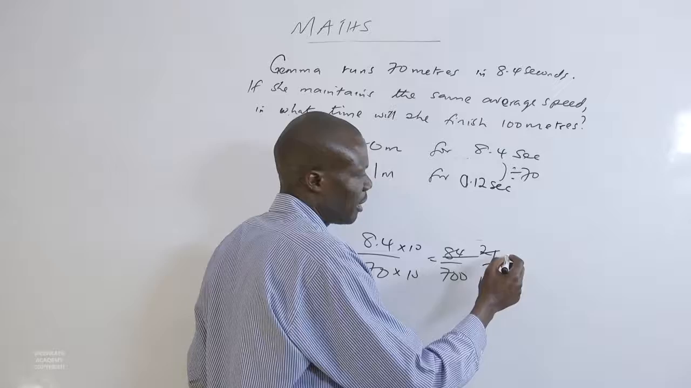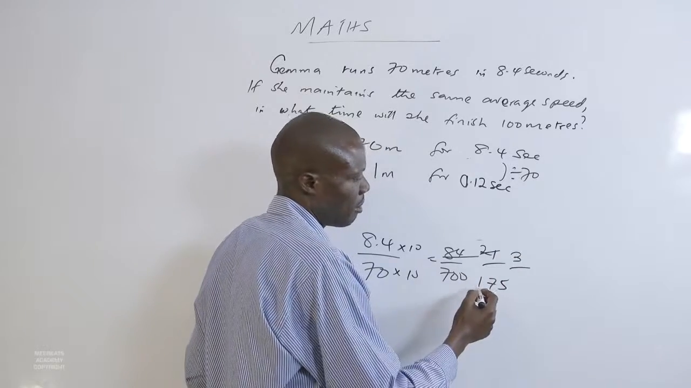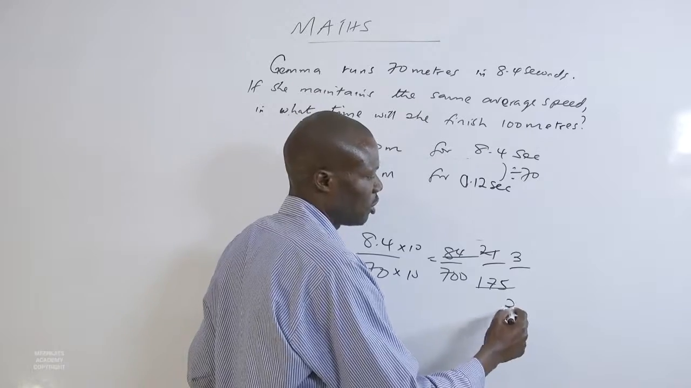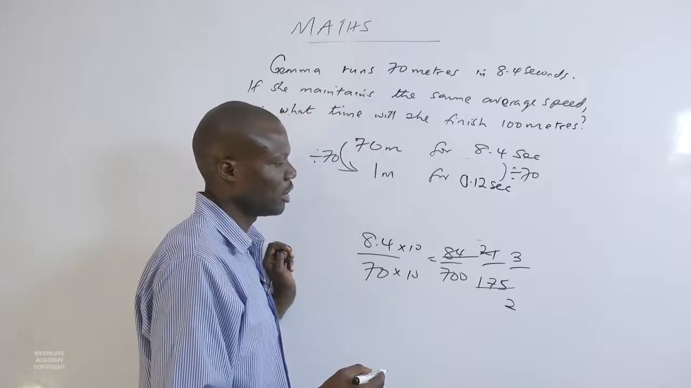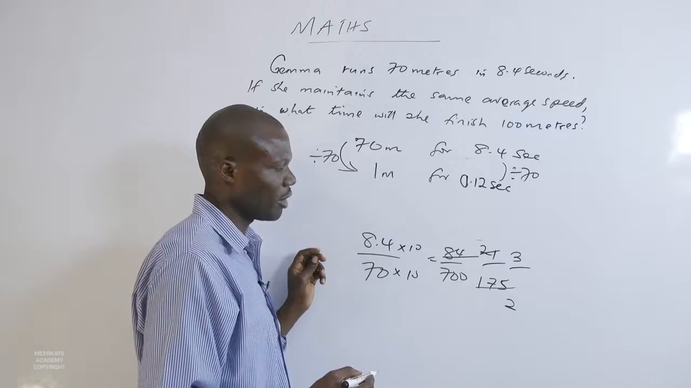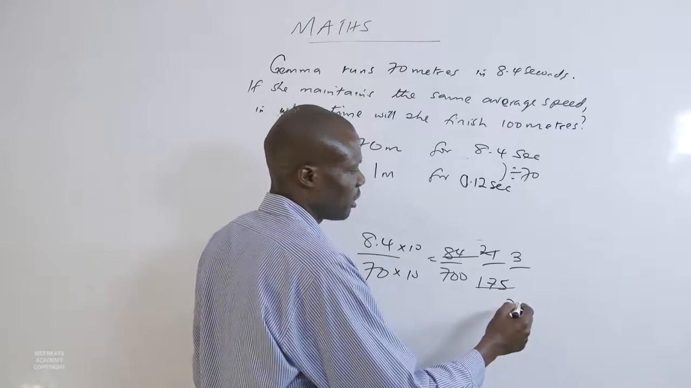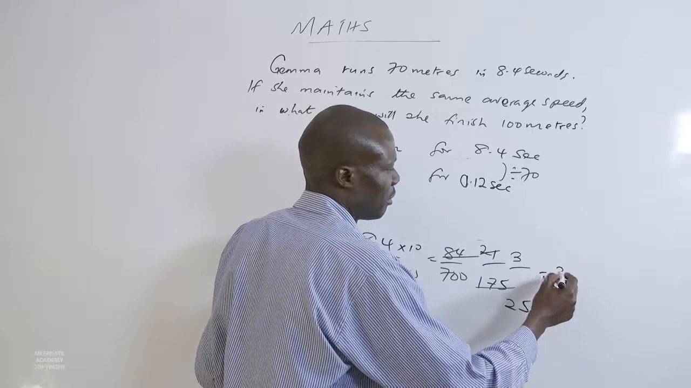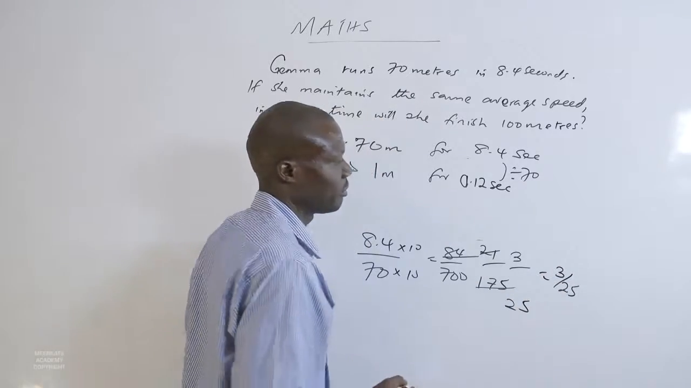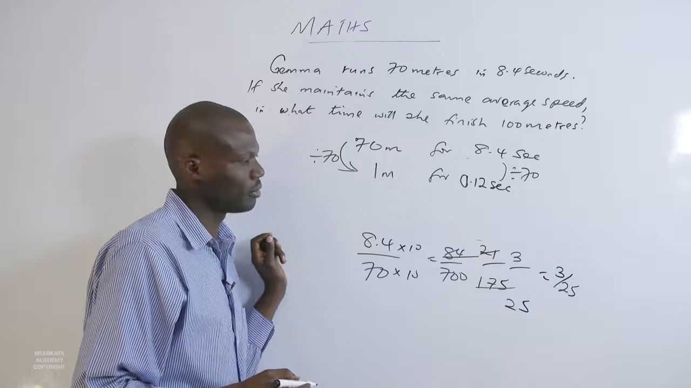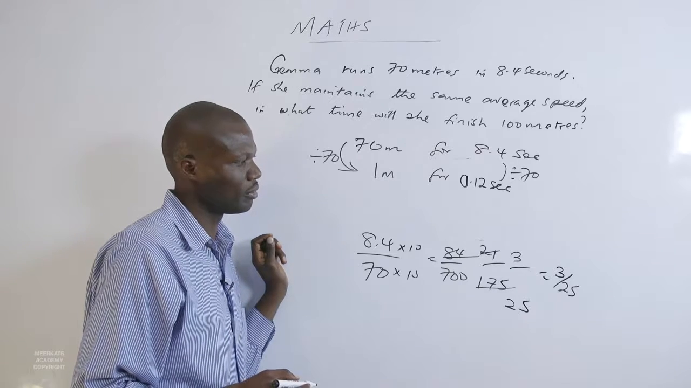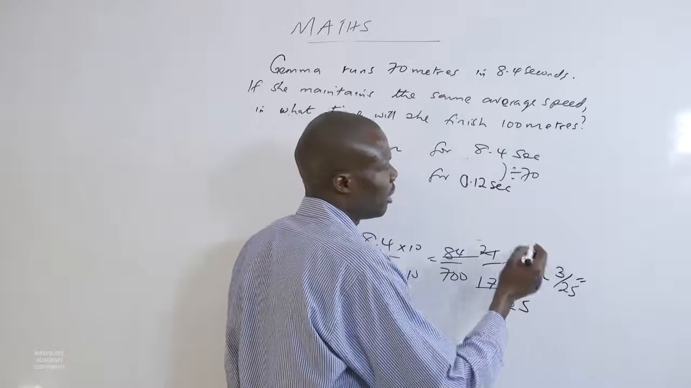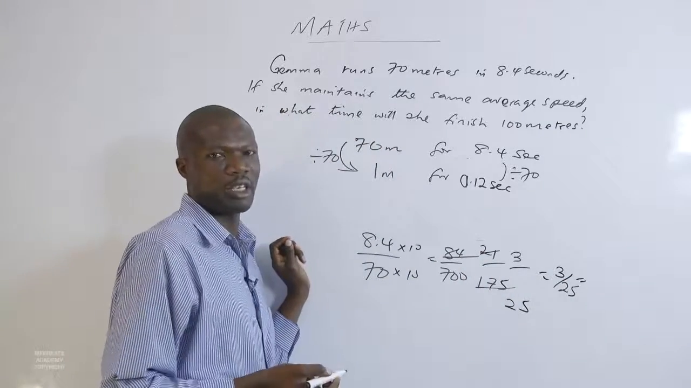By 7 here is 3. By 7 here gives us 2 because of 14. So we are remaining with 3, 35 gives us 5. So we are talking about 3/25. And this one, when you change it into a decimal, you'll find it is that.